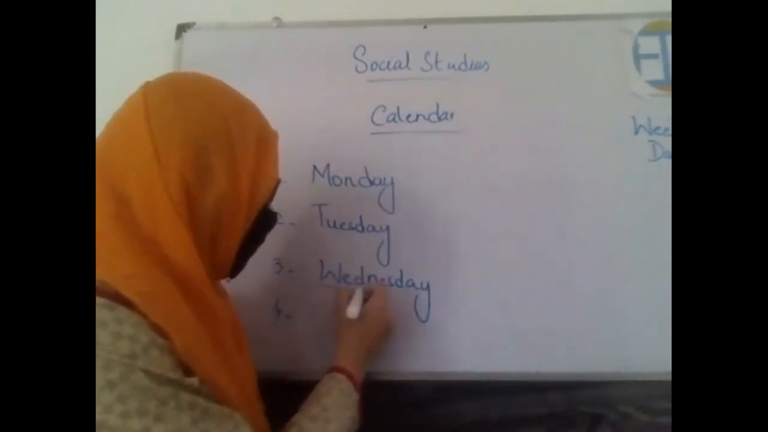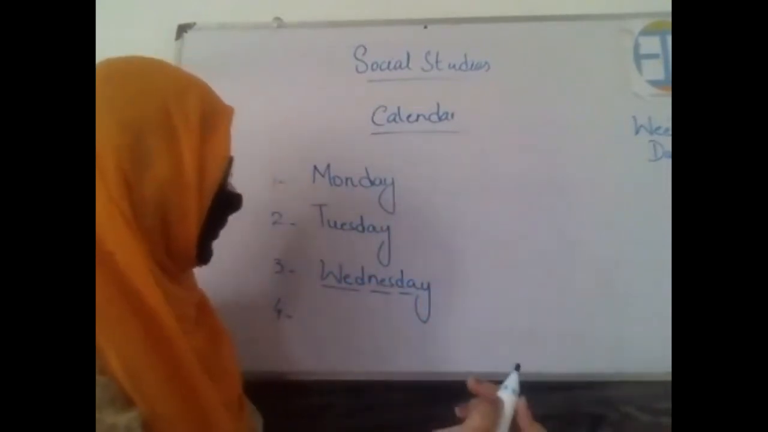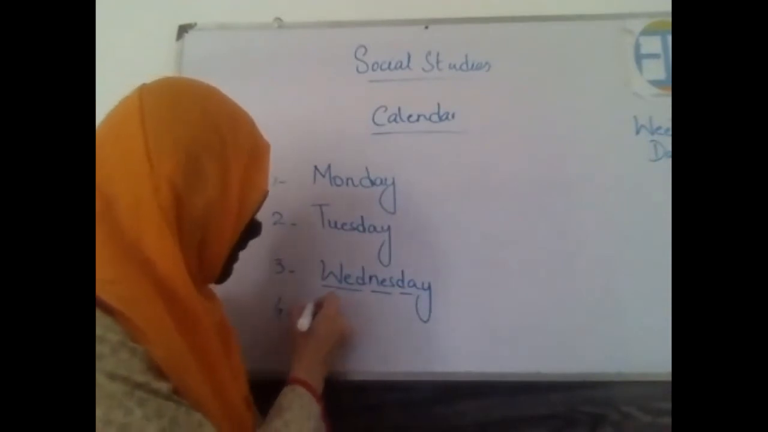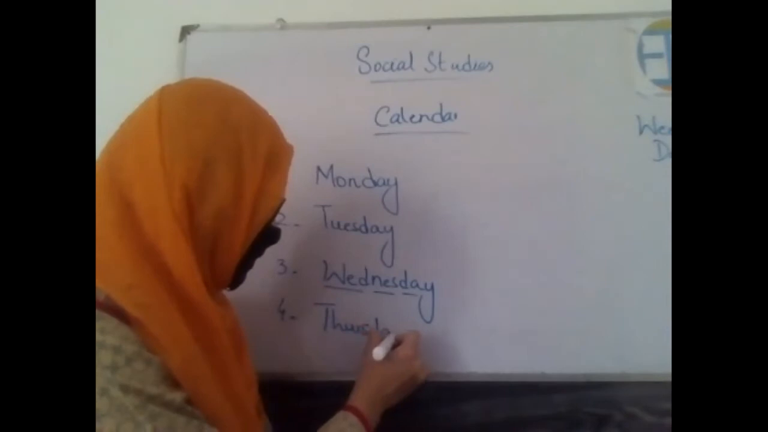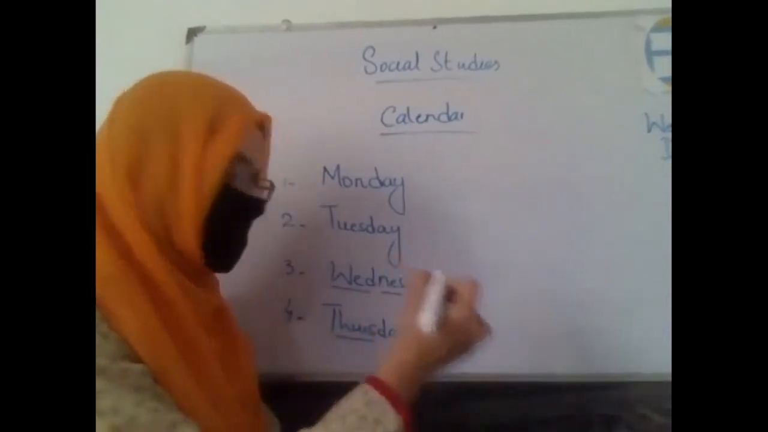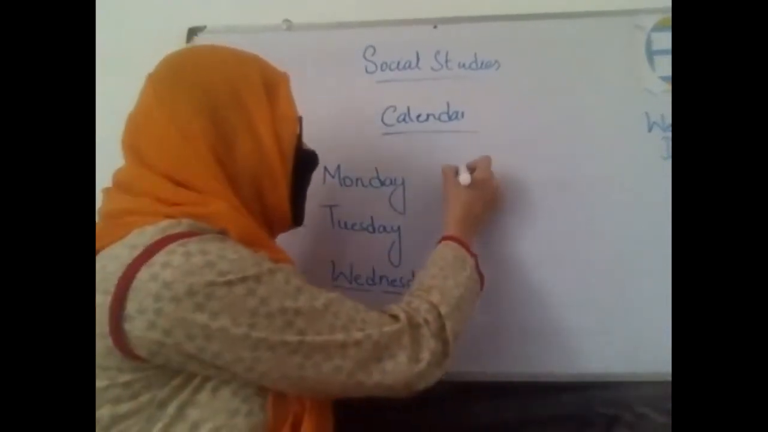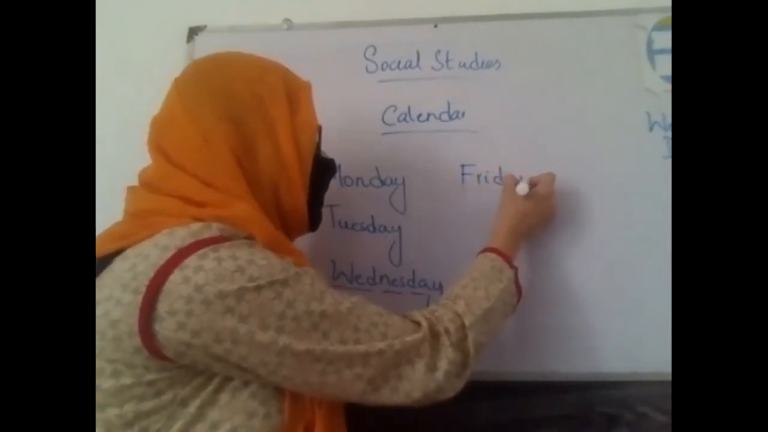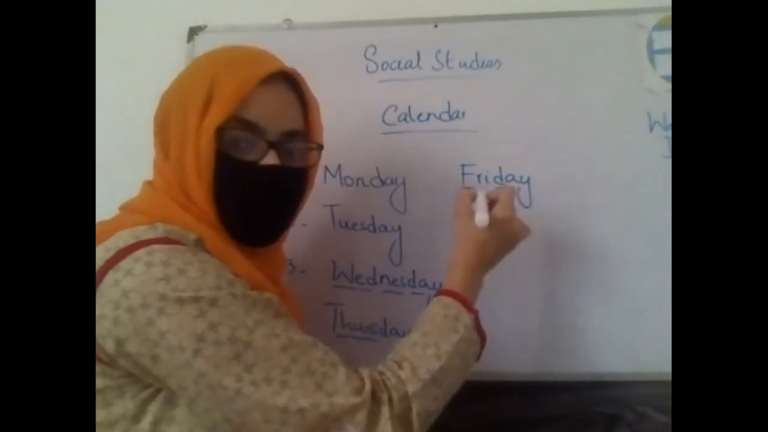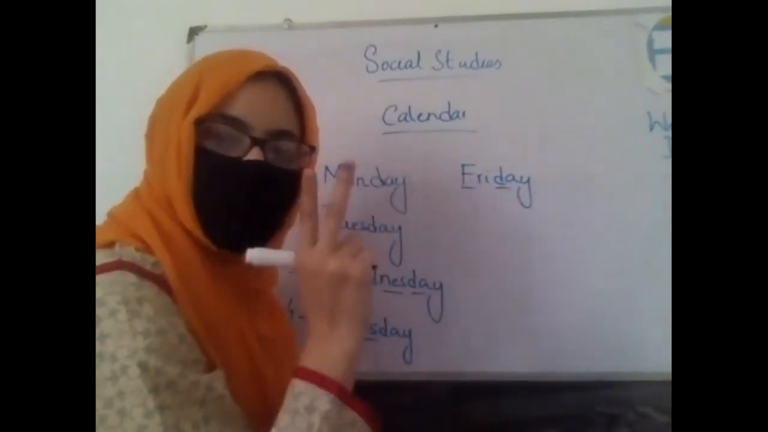Let's say Wednesday. The next is Thursday. Thursday. Then we have Friday. Friday. Right? We have broken this into two parts.